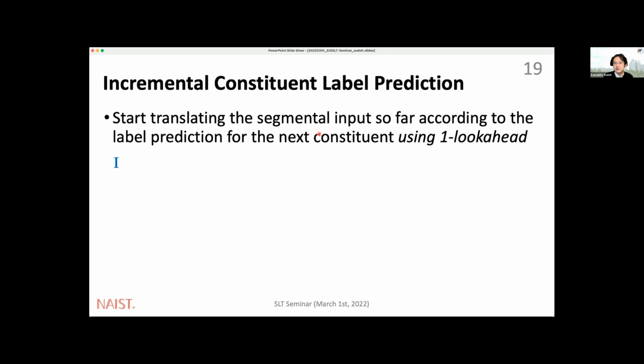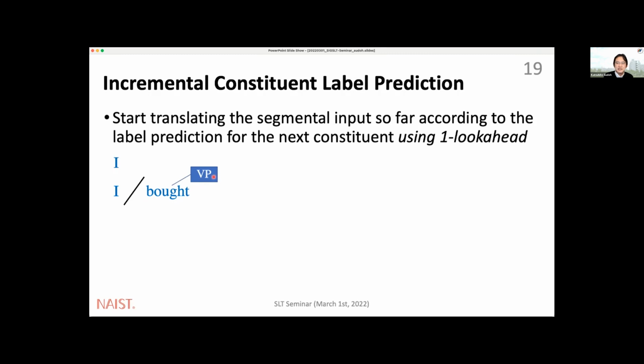And we also use one word lookahead to predict the constituent label. So suppose we have an input I here, but we'd like to use one word lookahead. So we wait for the next input word. Suppose we observe the word bought as our second input word, we predict the constituent label for this word, so that we can easily guess this is part of the verb phrase.